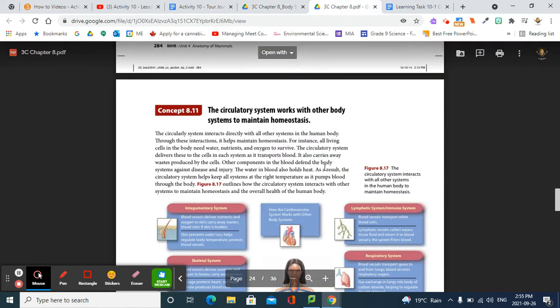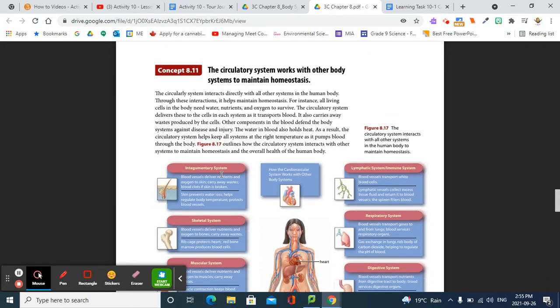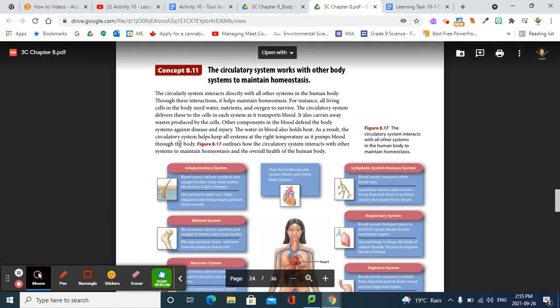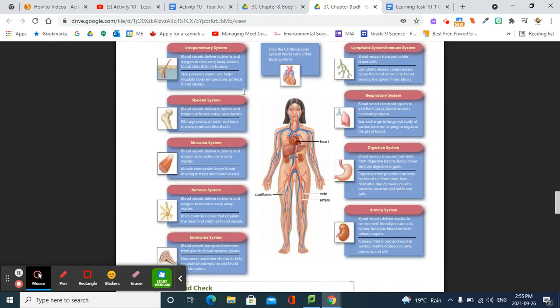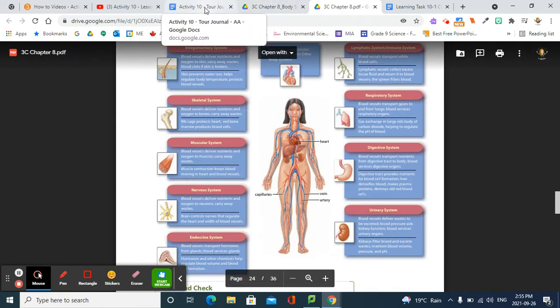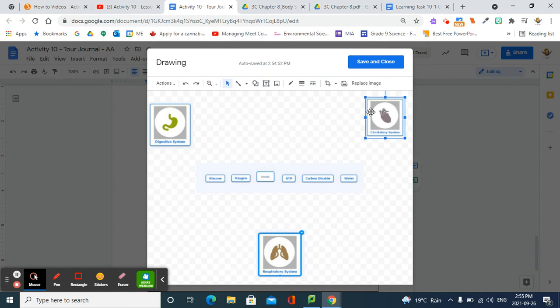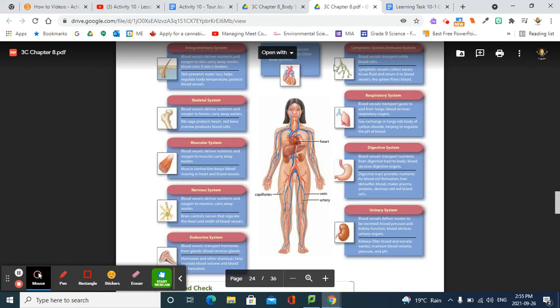So other components in the blood defend the body against disease and injury. That's not as much what we're looking at in terms of that equation. Water in the blood also holds heat, keeps it the same temperature. So you can pull some information that you can add to this diagram about the function of the circulatory system and how it helps with some of these pieces that are involved in cellular respiration.